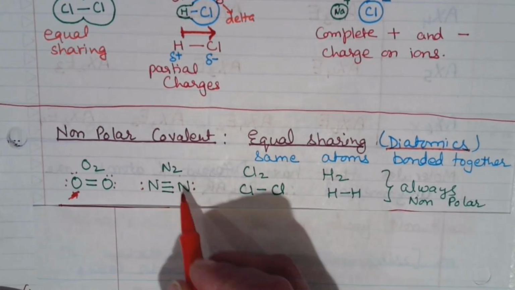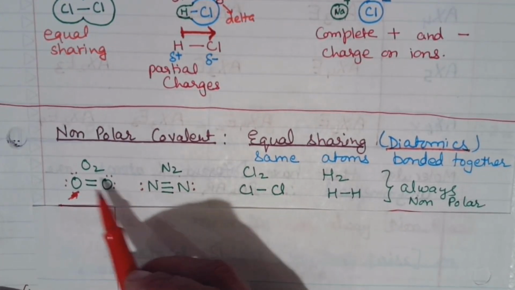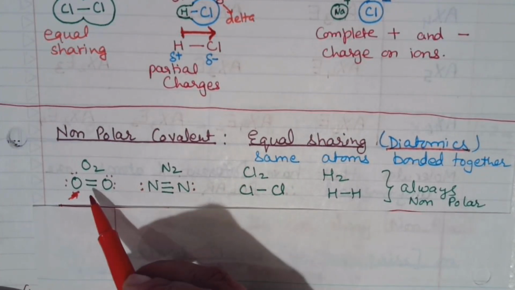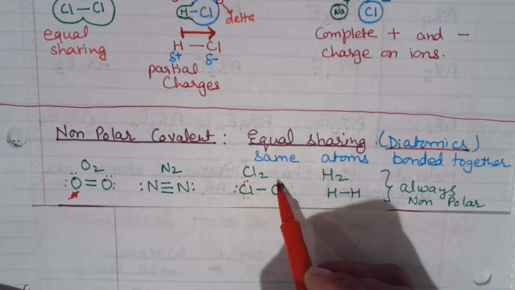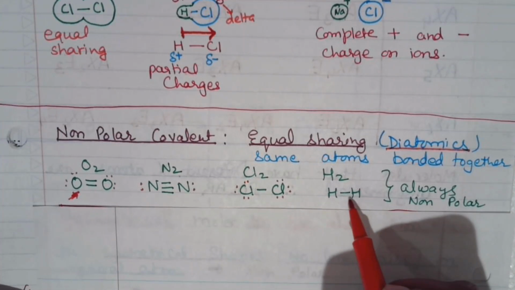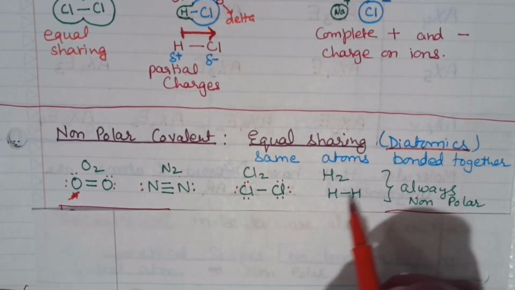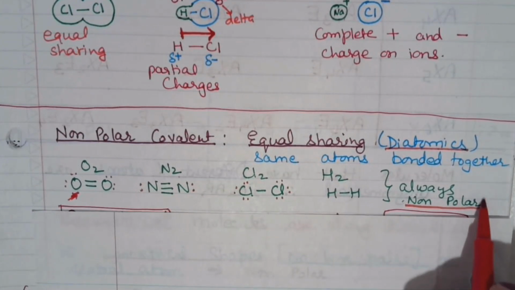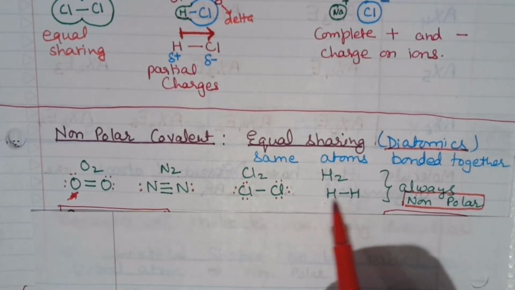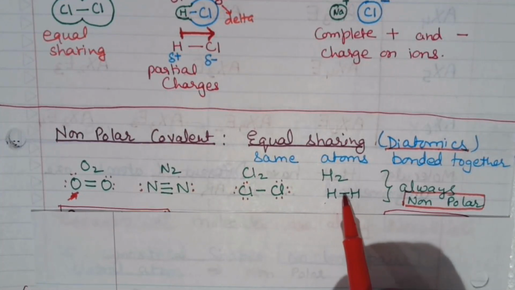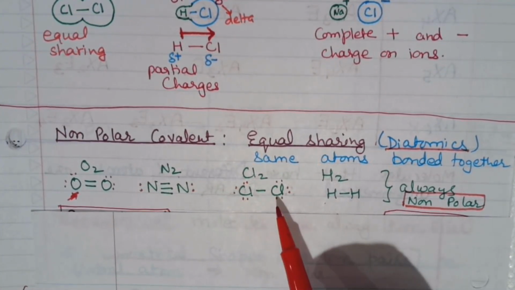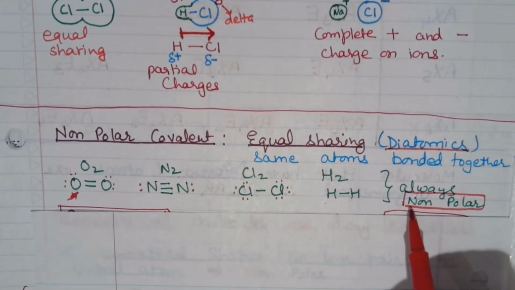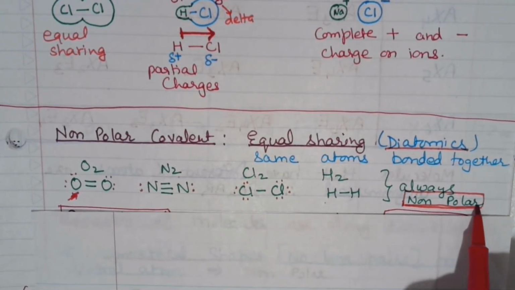Each nitrogen has 8 electrons, right? And each oxygen has 8 electrons, right? There's a double bond and then there's a triple bond, and then this is how chlorine looks like. So they are all diatomics, right? And then hydrogen is happy with 2 electrons. So all the diatomics are always non-polar. Why? Because there is equal sharing of the electrons that make the covalent bond by the 2 atoms which have the same electronegativity. The electronegativity difference is 0 because the 2 atoms are same. So the diatomics always have a non-polar covalent bond.